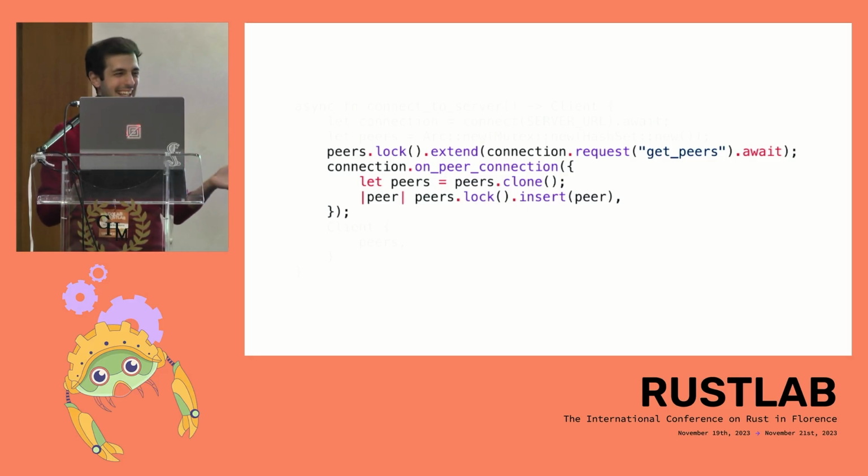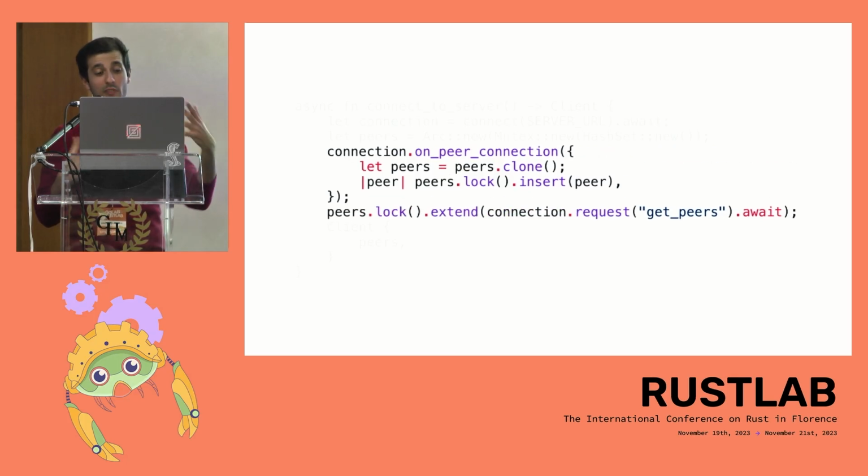The thought is that these two expressions are inverted. We want to listen for peers connecting first, and then we want to grab the initial state from the server. This bug is pretty subtle. This is something that we've encountered a lot in Zed as we were building the server-side component of it. It's pretty easy to make this mistake.